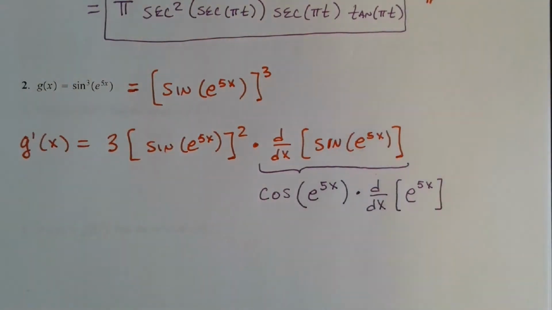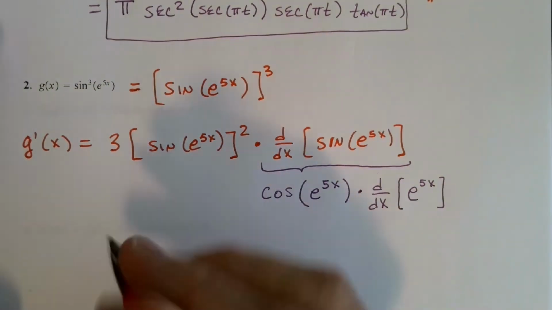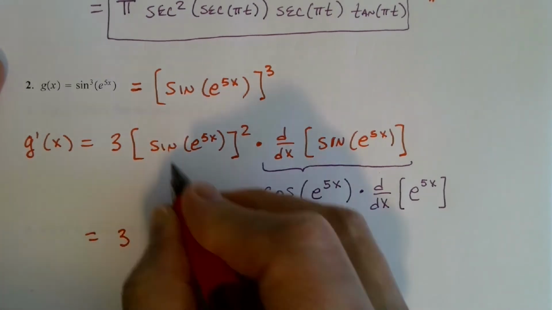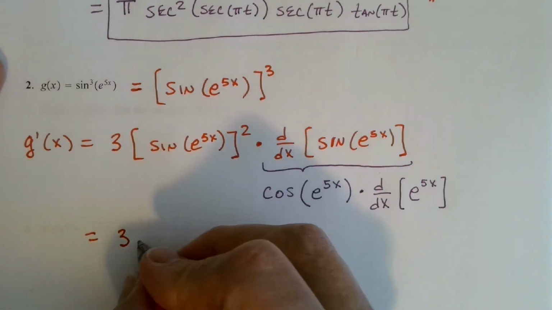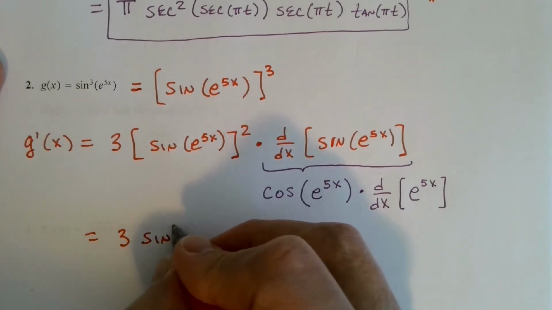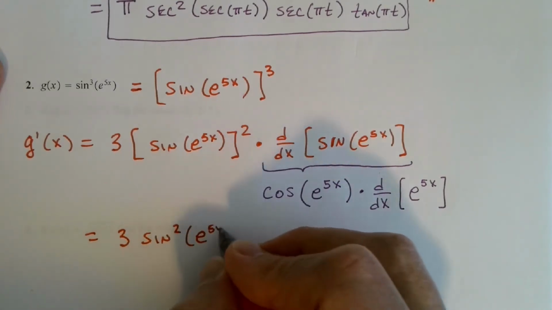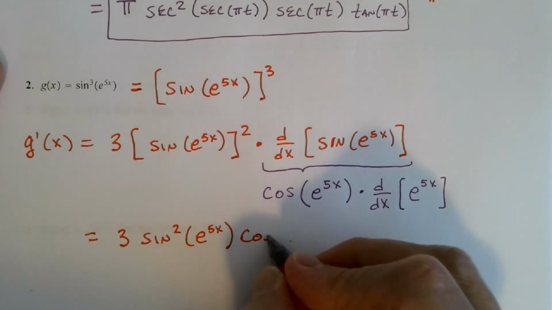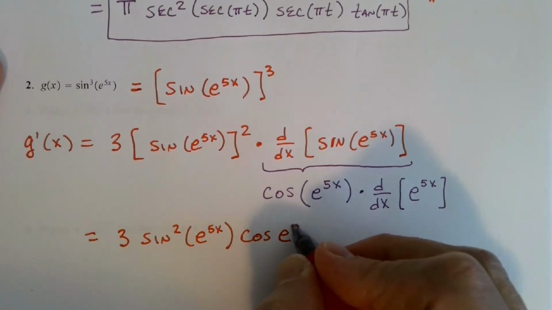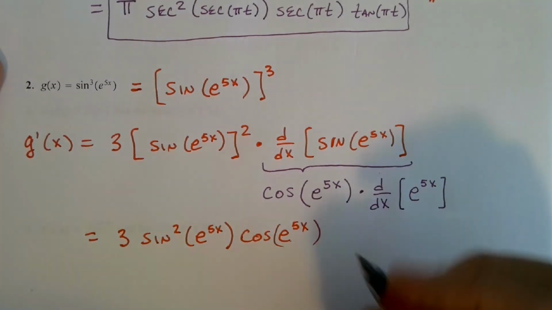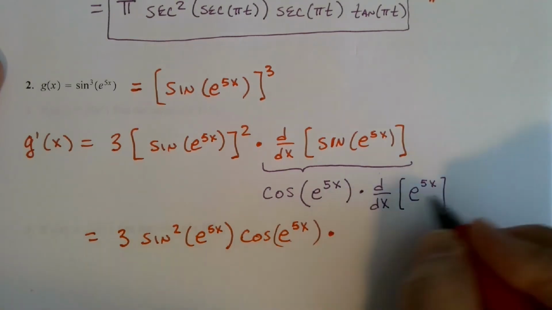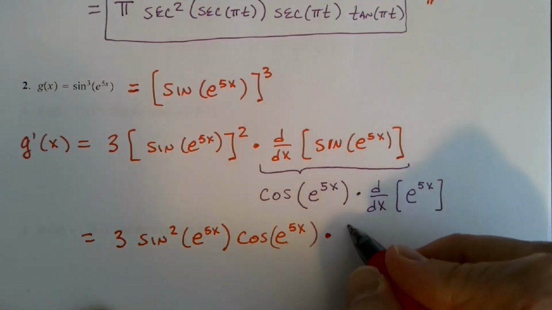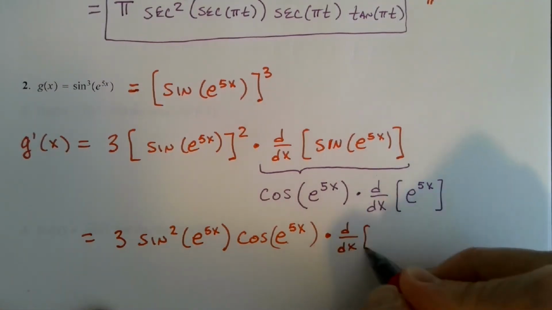Okay. So let's just write out what we have so far here. I've got 3 sine of e to the 5x all squared. That's going to be sine squared of e to the 5x. That's the way I can write that. Times what? Cosine e to the 5x. Put that in parentheses. Don't have to, but let's do that. Times what? Times the derivative with respect to x of e to the 5x.